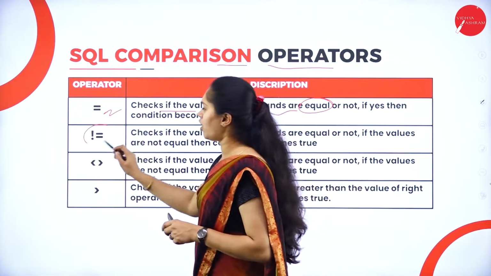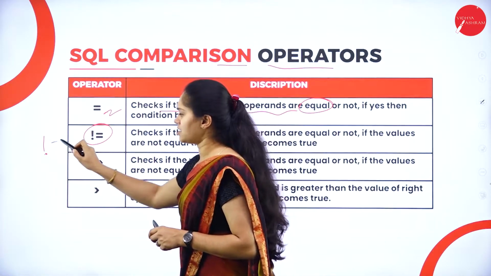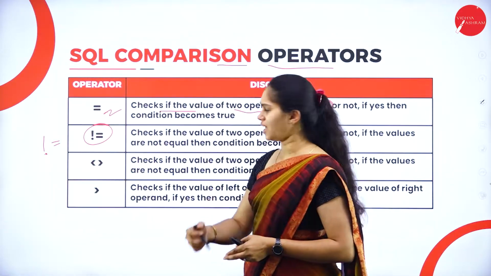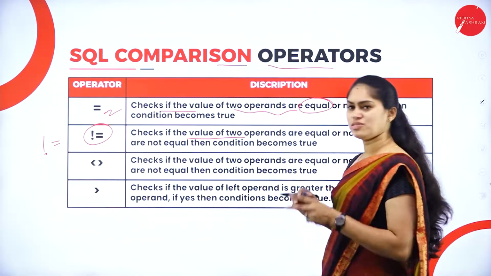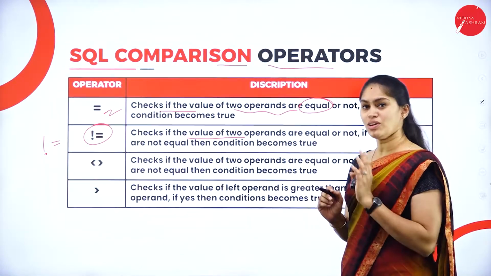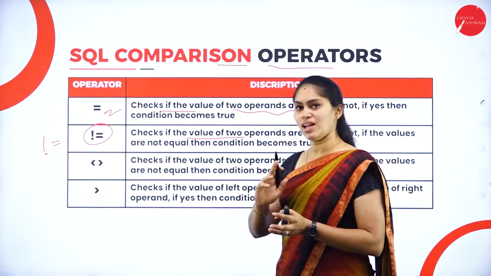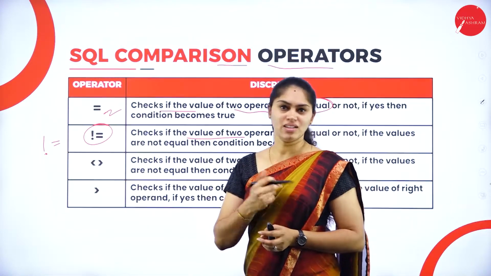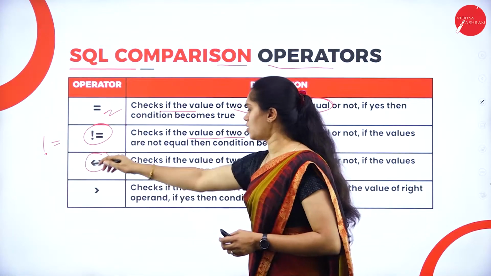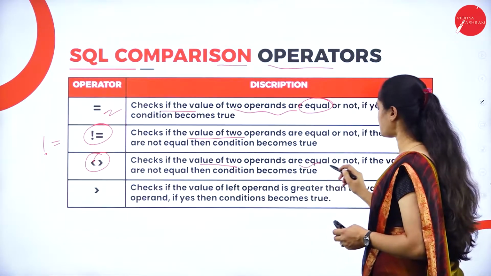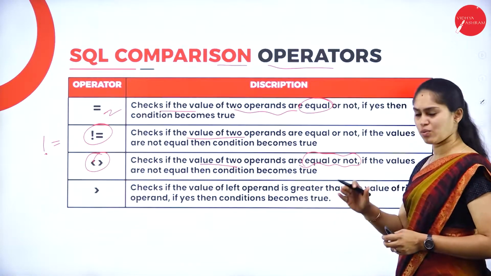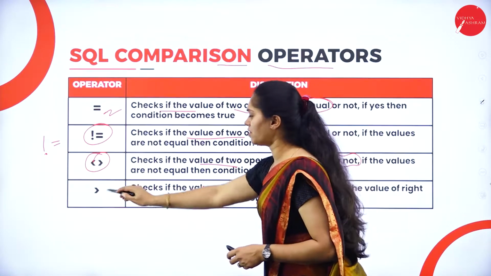And also we have not equal. This is not and this is equal, and together it is not equal. So we are checking if the values of the two operands are not equal to each other. If it is not equal, then it will be true. If it is equal, then it is false. Then this is also not equal, which checks whether it is equal or not equal. And also we have greater than.